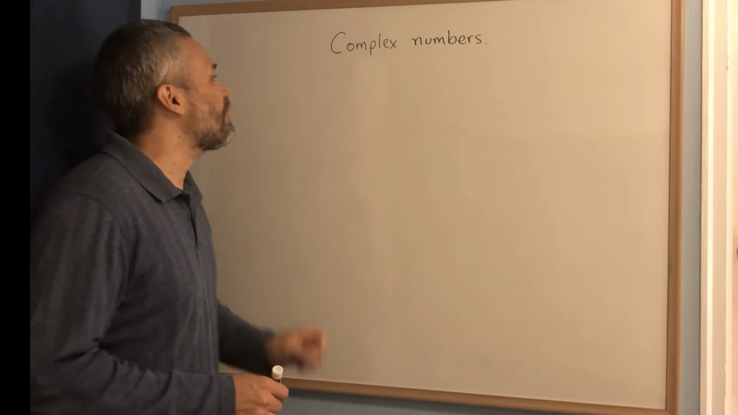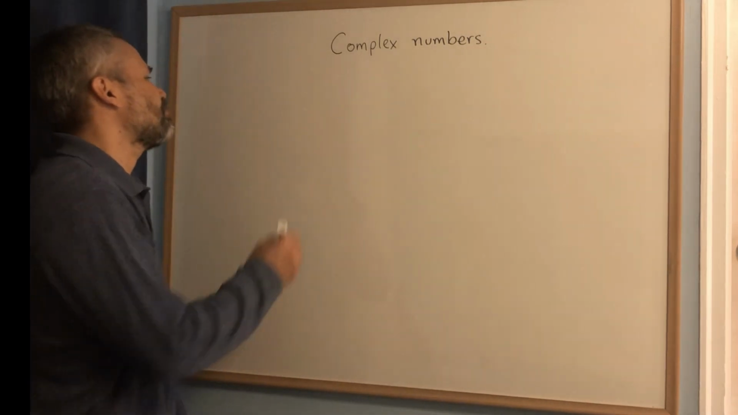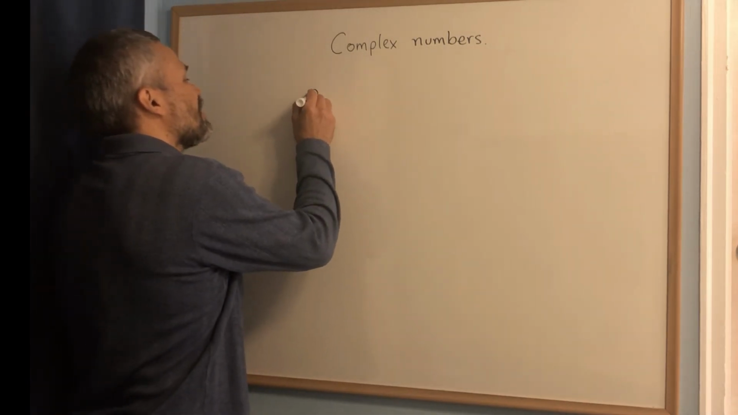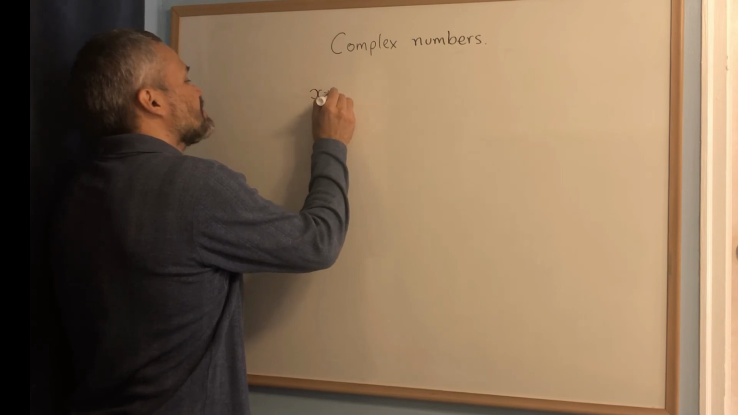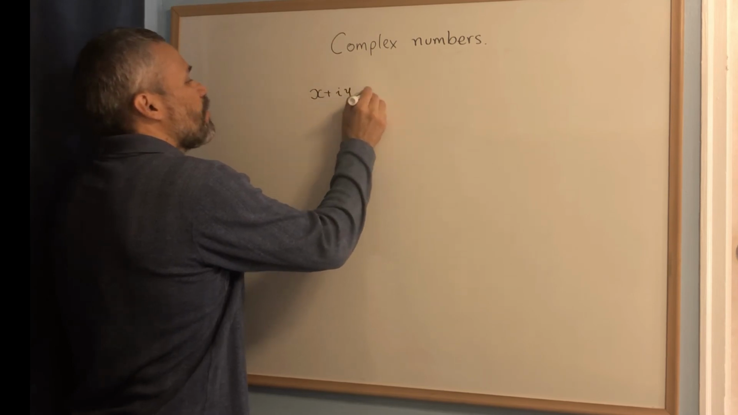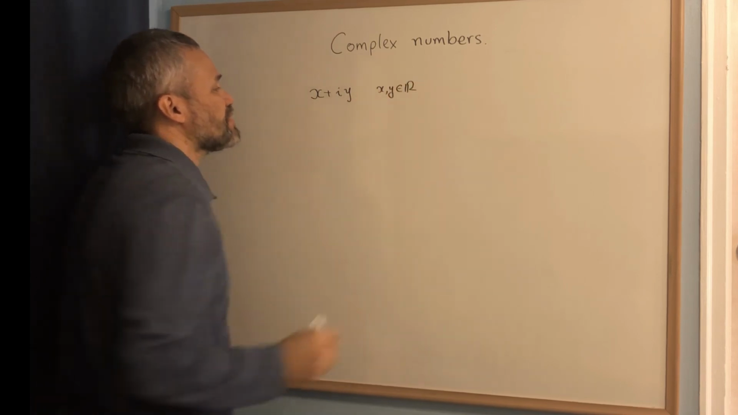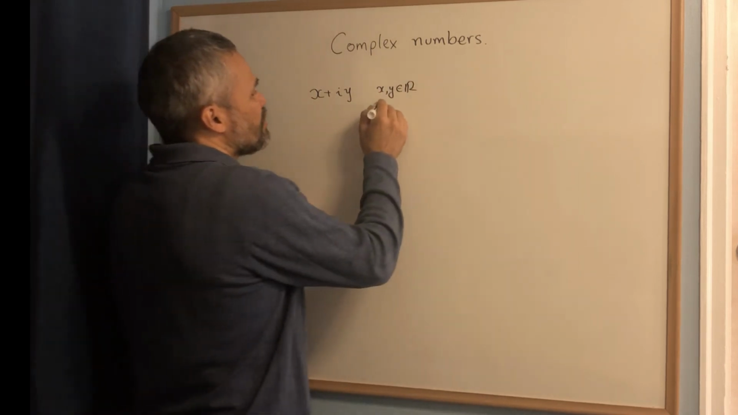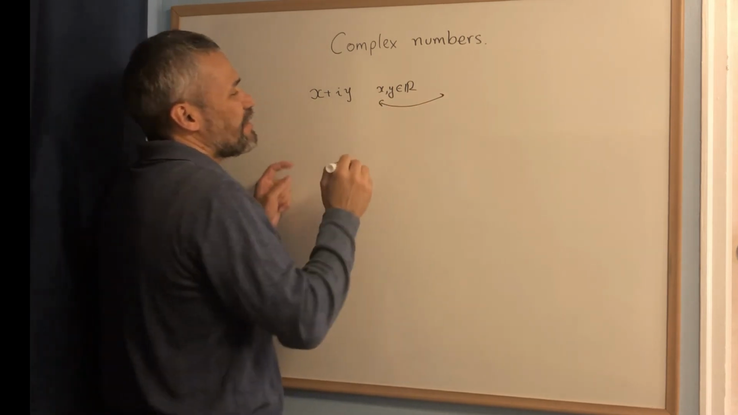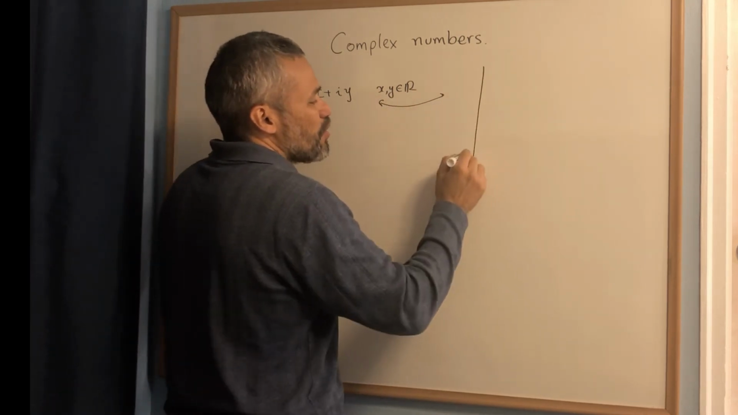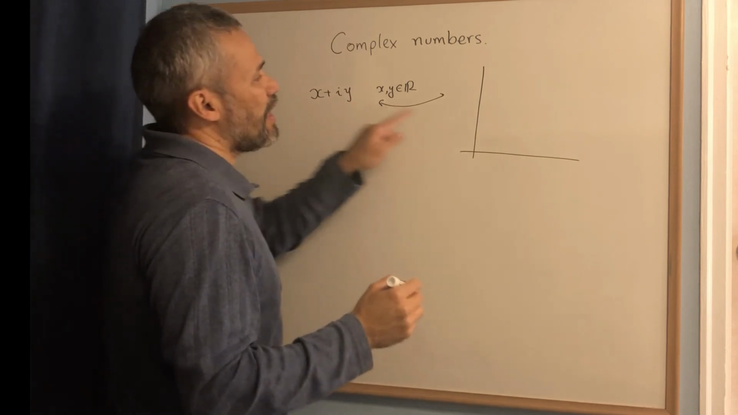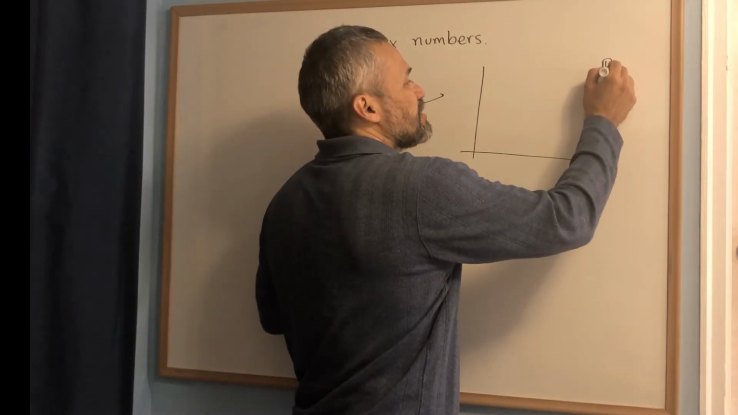In this video, we will explain complex numbers. We can think of complex numbers as numbers that can be written like x plus iy, where x and y are real numbers. Notice that there is a very natural identification between a complex number and points in the plane, points in R2.